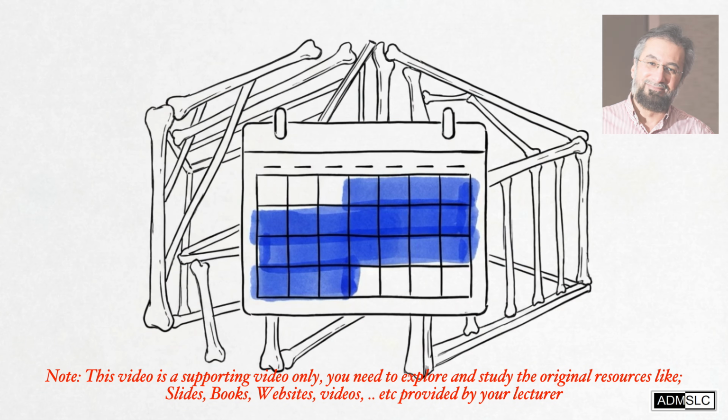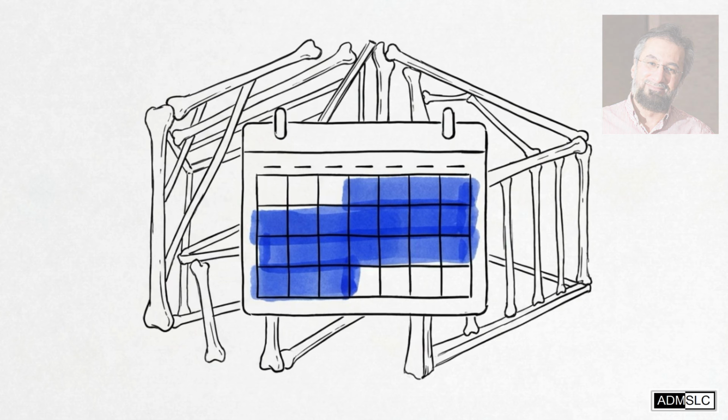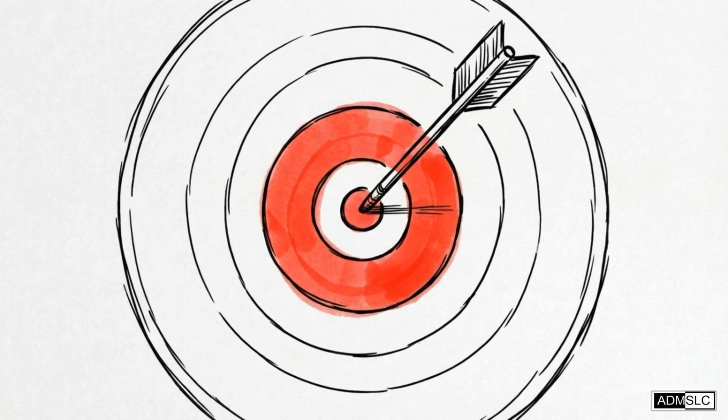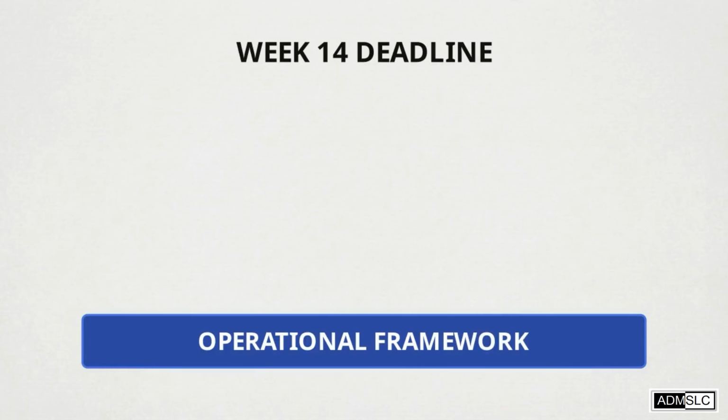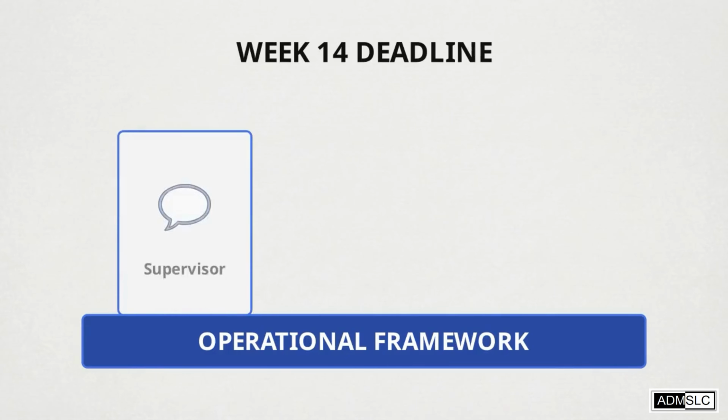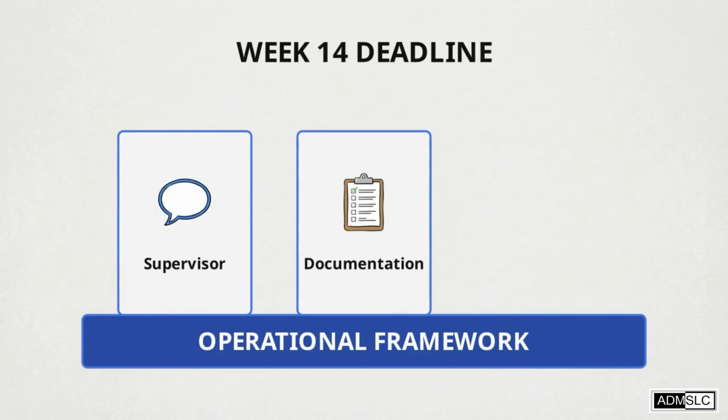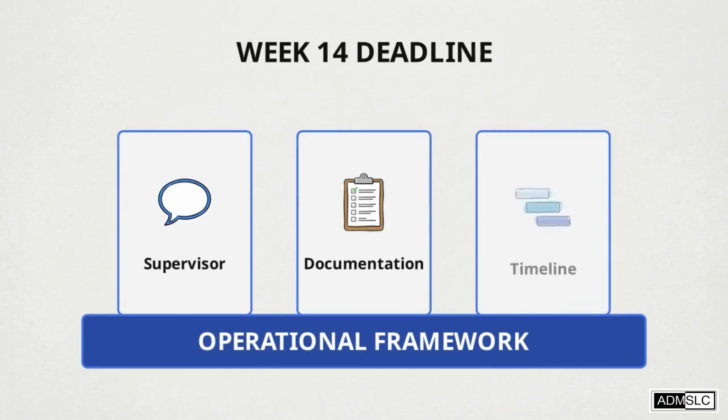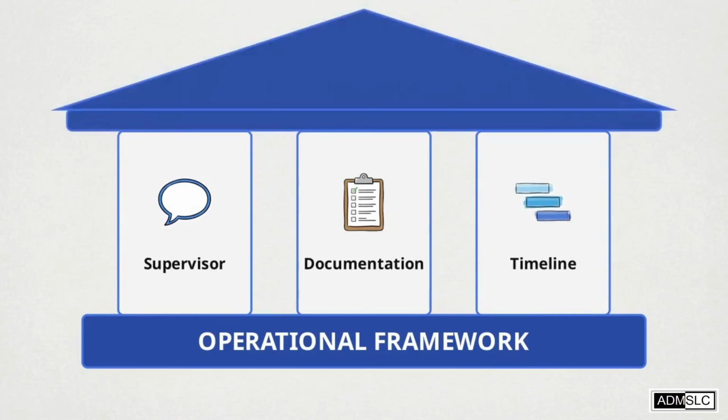I'm Afir Mahir. Over the next 15 weeks, you have a massive undertaking ahead of you, delivering your final undergraduate project. Your target is week 14. To meet that deadline without panicking, we are going to build a strict operational framework based on 3 pillars: managing your supervisor, maintaining ironclad meeting documentation, and tracking your timeline dynamically.